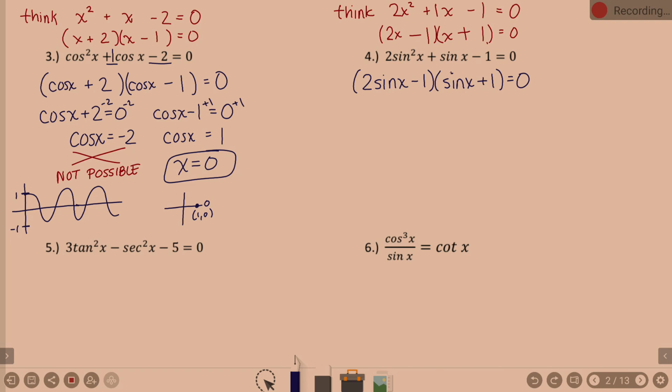Okay. What is our next step then? We have it factored. Set it equal to 0. Okay, set each factor equal to 0. So 2 sine x minus 1 equals 0. And sine x plus 1 equals 0.